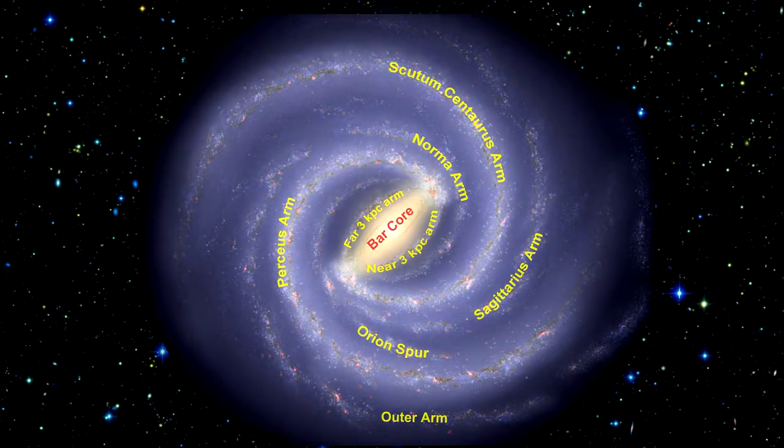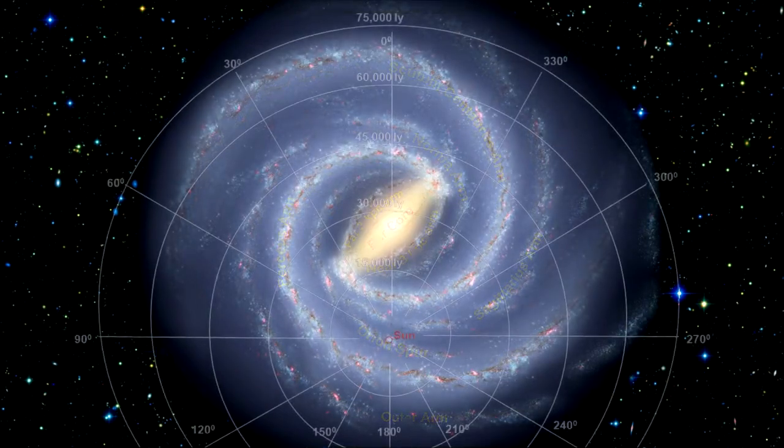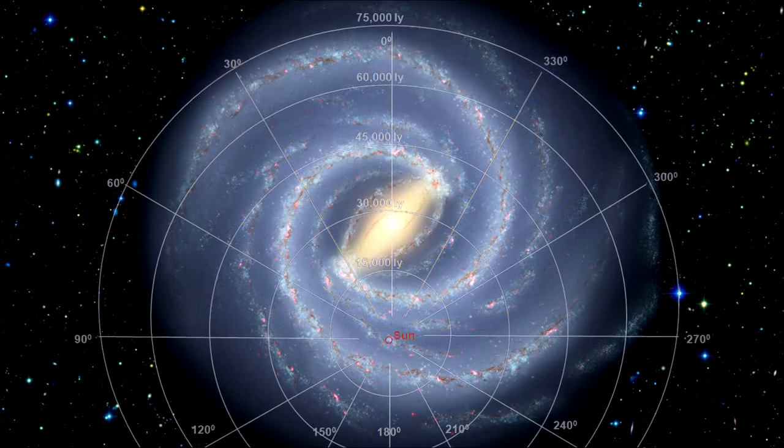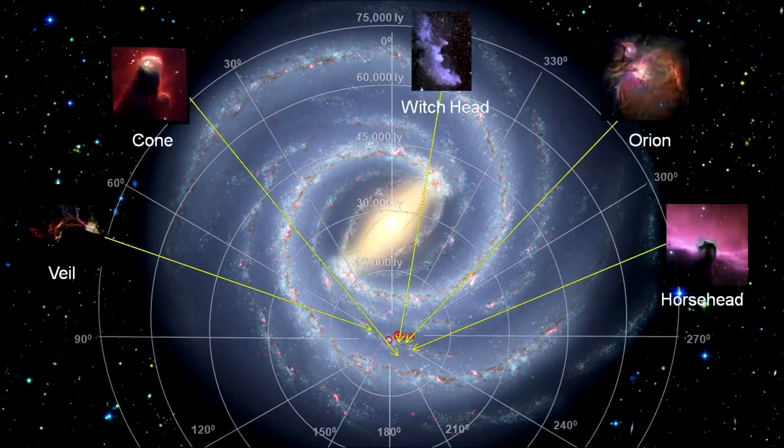If we lay a grid over the galaxy, we can locate some of the stars, nebula, and H2 regions we have seen in this chapter. Actually, all the local neighborhood stars would fit into the red circle I used to locate our solar system. That would be stars like Wolf 395, Altair, Vega, Polaris, Capella, Aldebaran, the Pleiades, and Betelgeuse. They are all with us in the Orion Spur, as is the Orion, Horsehead, Cone, Witch's Head, Veil, and many other nebula.